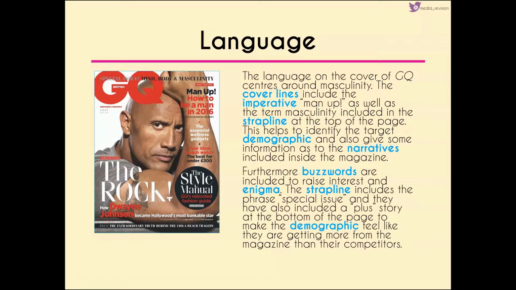The language on the cover of GQ centres around masculinity. The cover lines include the imperative "man up", as well as the term "masculinity" included in the strapline at the top of the page. This helps to identify the target demographic and also gives some information as to the narratives included inside the magazine. Furthermore, buzzwords are included to raise interest and enigma. The strapline includes the phrase "special issue", and they've also included a "plus" story at the bottom of the page to make the demographic feel like they're getting more from the magazine than their competitors.